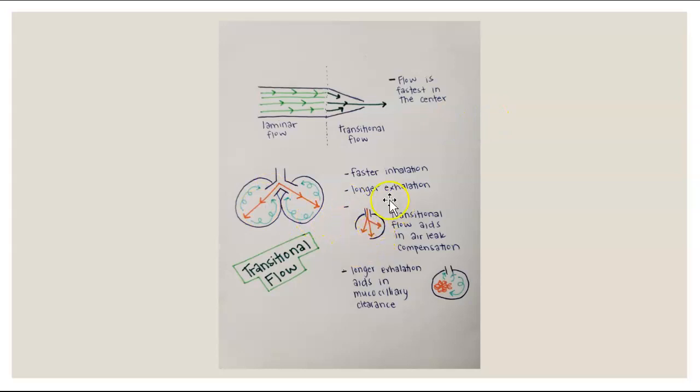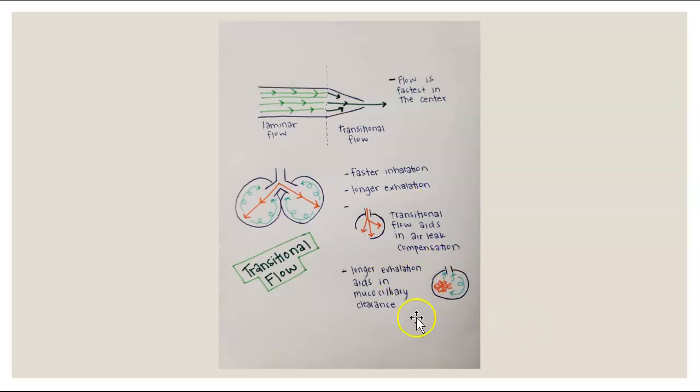Over here you can see the transitional flow is air leak compensation. Because we're having that faster distal jetting, we're able to stent things open. And then that passive exhalation doesn't help pull to continue to collapse. So we maintain those airways open.